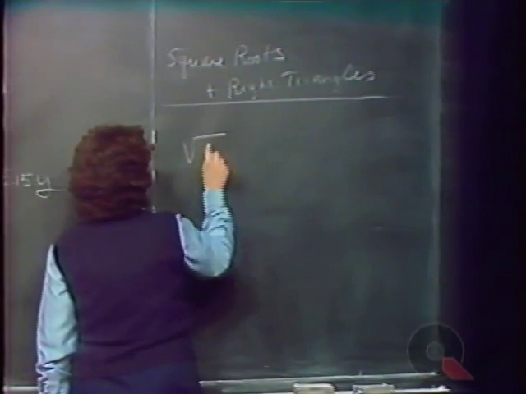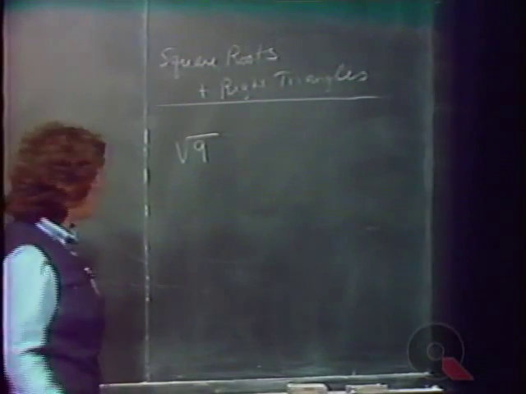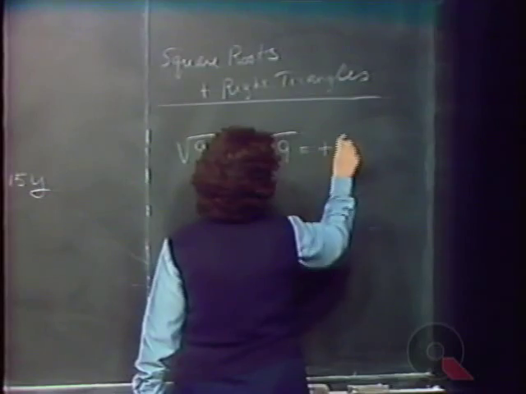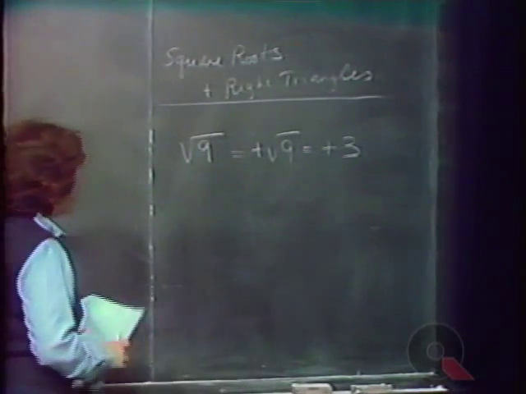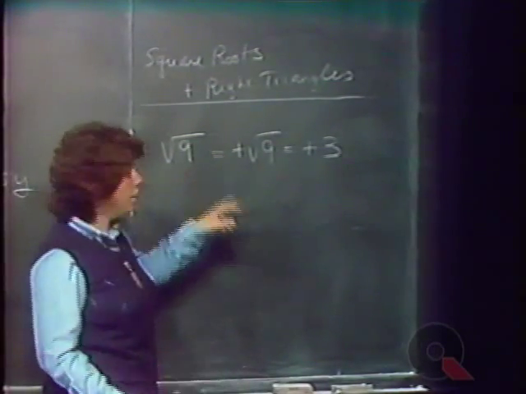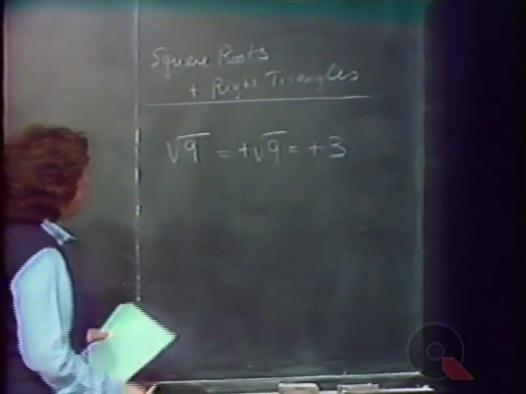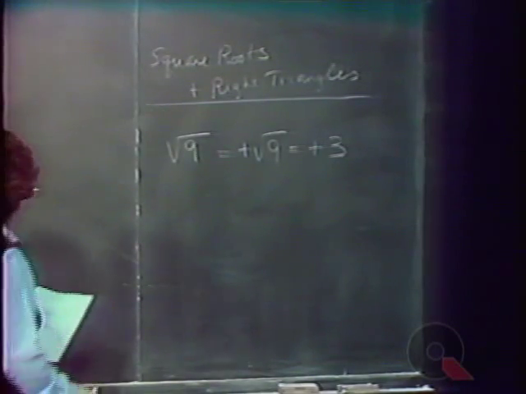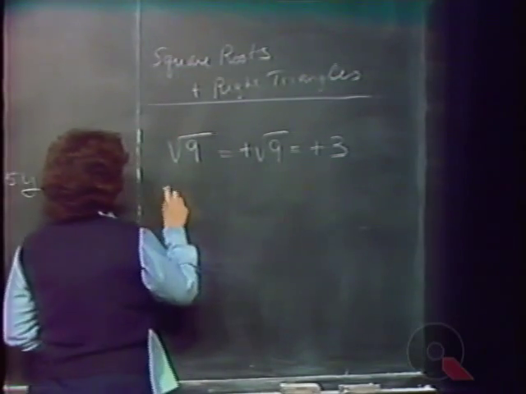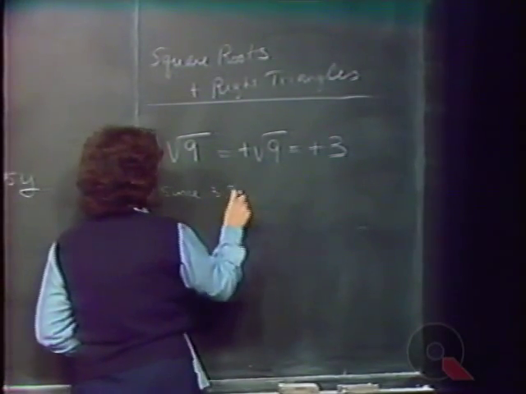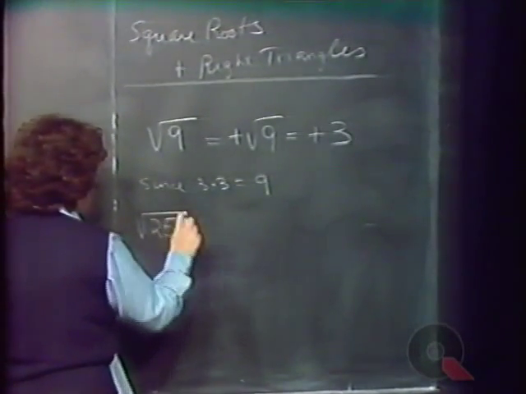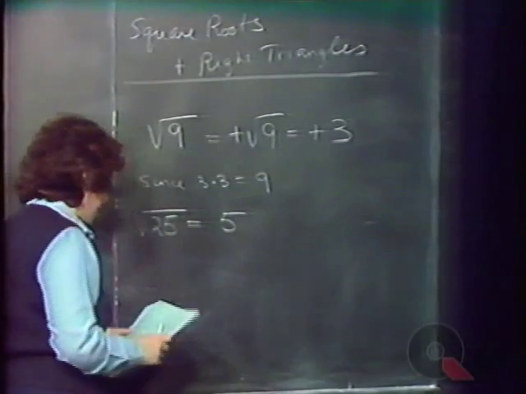When you see the symbol square root of 9, what we mean is the positive square root of 9, which is plus 3. If we want the negative square root of 9, it would have to be specified. If you just see a square root, we want the positive square root of 9, which is 3. The positive square root of 9 is 3, since 3 times 3 is equal to 9. Similarly, the positive square root of 25 is 5.